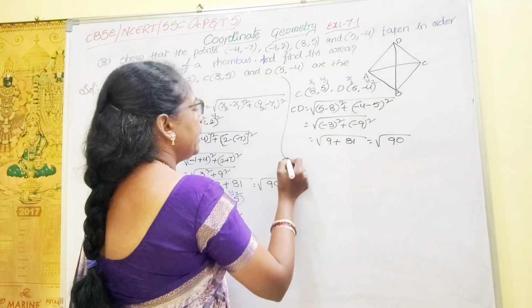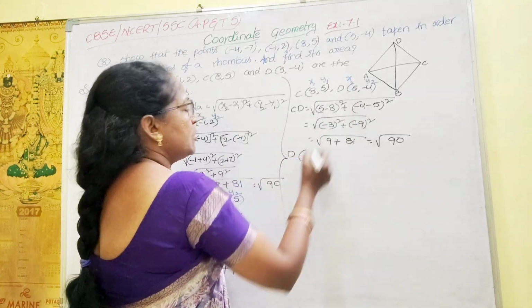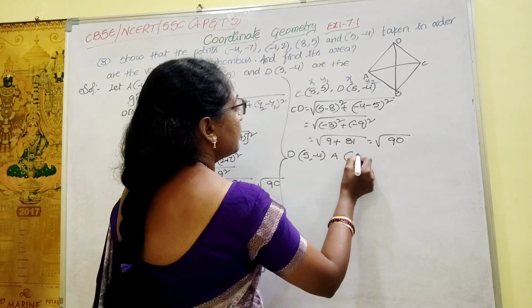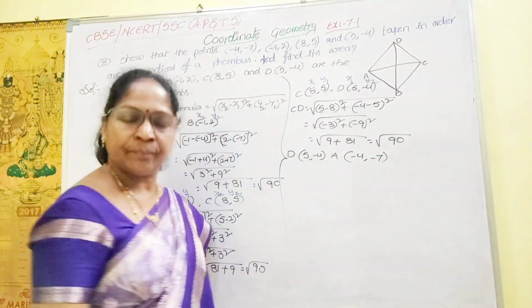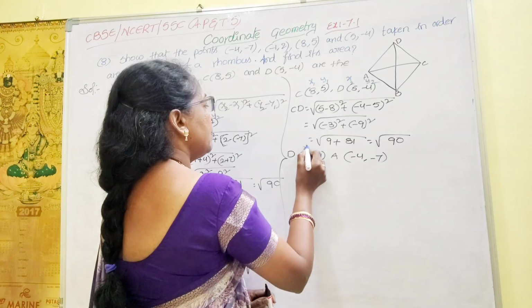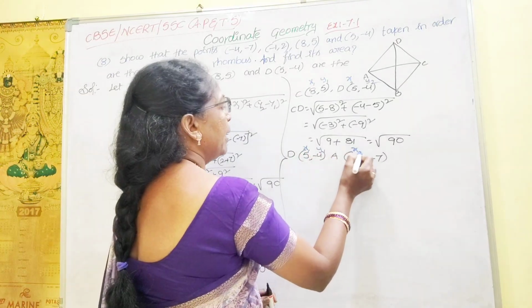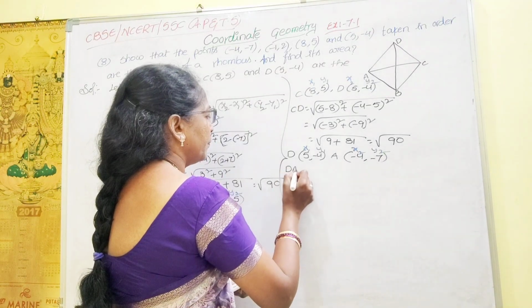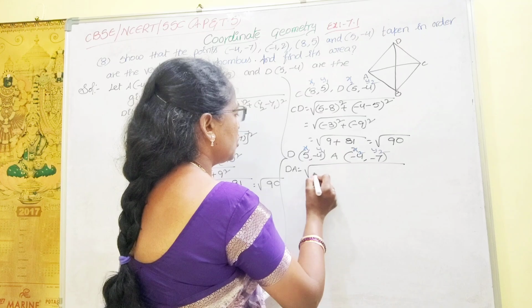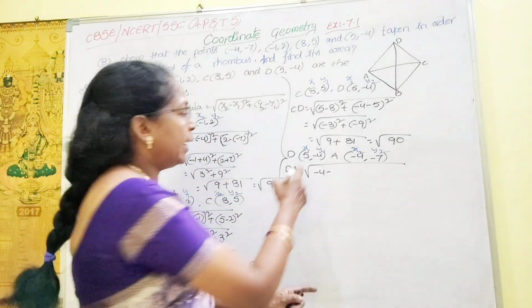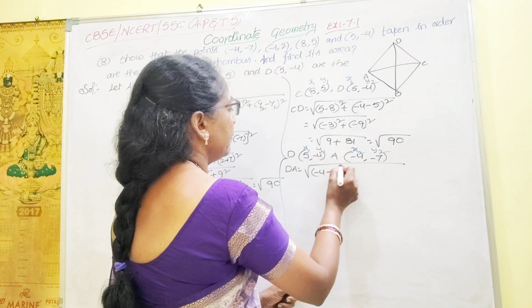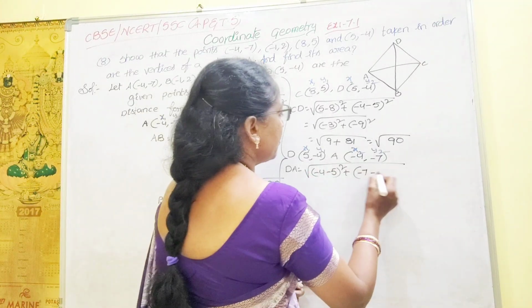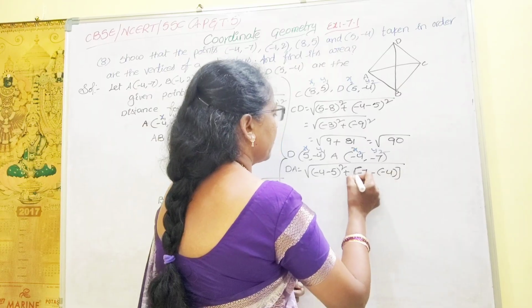Next, DA or AD, anyone you can take. So D is (5, -4) and A is (-4, -7). Here again, let us represent x1, y1, x2, y2. Now DA equals the square root of (x2 minus x1, that is -5, whole square) plus (y2 = -7, y1 = -4, minus of -4, whole square).